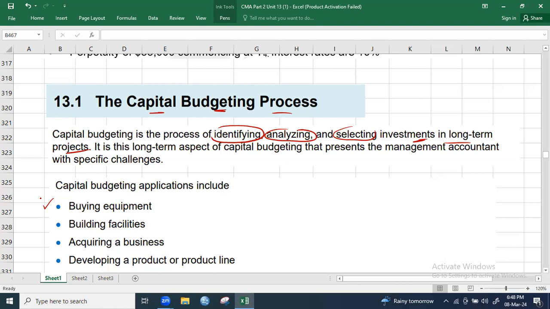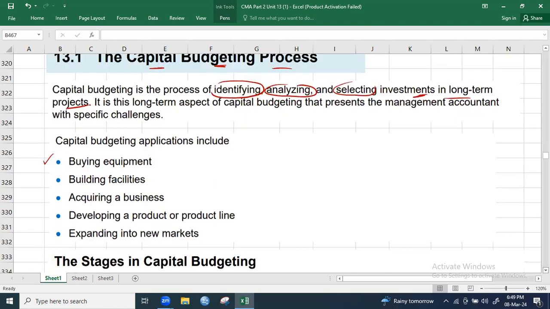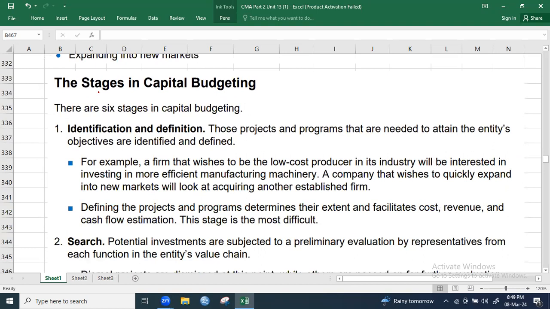All these evaluations are quantitative methods which we will apply. But overall, in capital budgeting, first of all we need to identify, analyze, and then select the investment, like which investment is better for the business. And here we are not talking about short-term investment, we are talking about long-term investment. As I told you, long-term investment could be in plant and machinery, or in the acquisition of a business, etc.